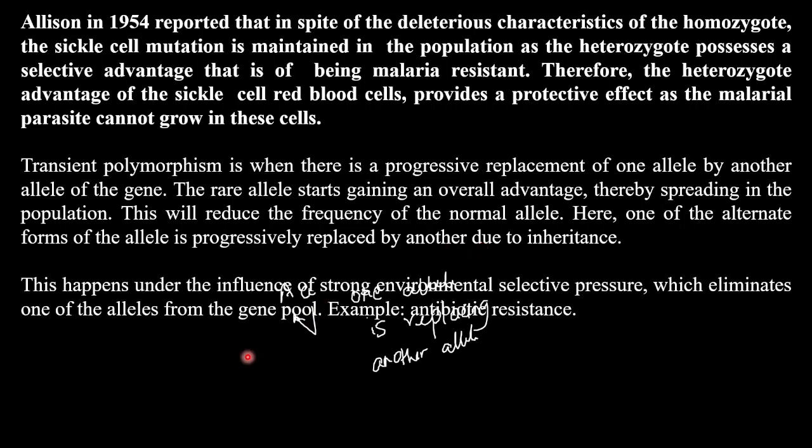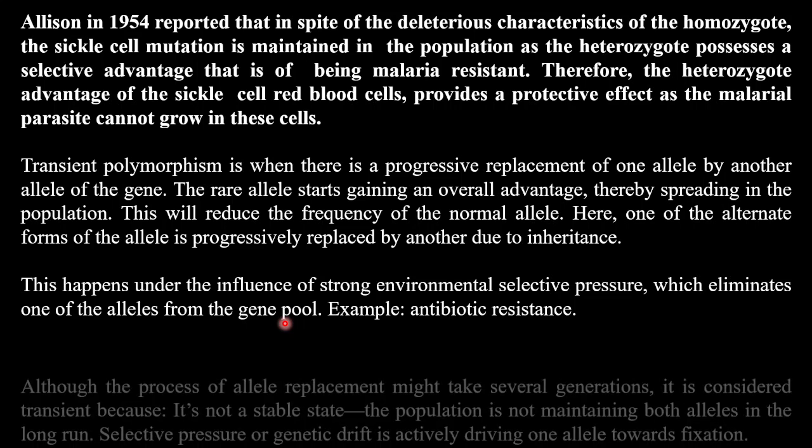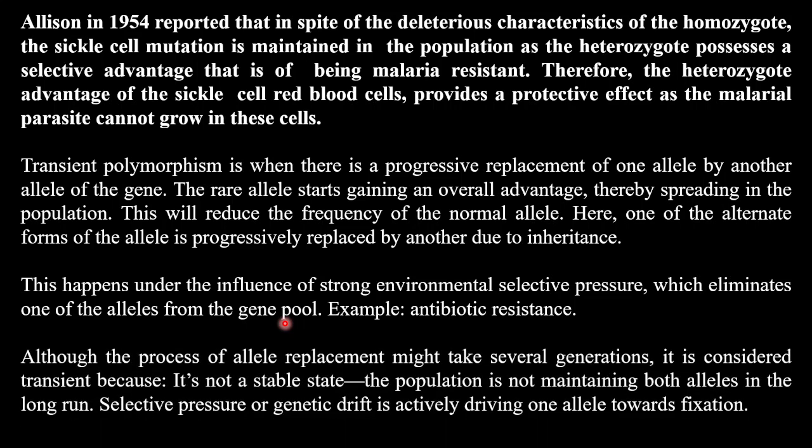And why does this happen? This happens under the influence of strong environmental selective pressure, which eliminates one of the alleles from the gene pool. Means if there is environmental pressure, one allele is completely going to be replaced by the other allele. And generally, this allele is the rare or the mutant allele. And a good example of this is this.